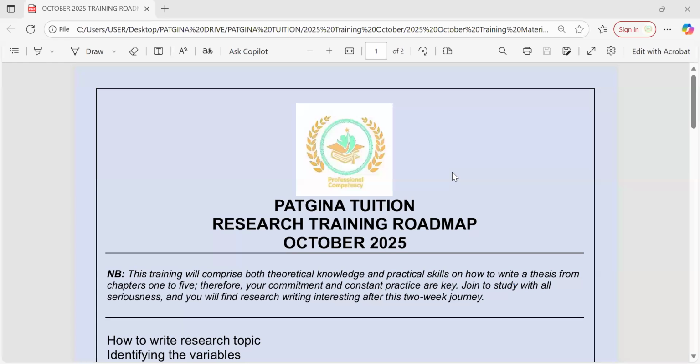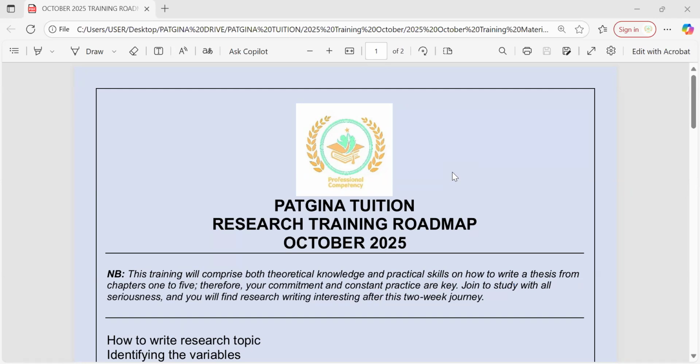But one thing we keep on advising for the first time is that our training is going to be theory and practice. So we are going to give you the theoretical knowledge, then we also give you the practical skills on how to write your thesis. And our interest is on how to write from chapter 1 to chapter 5.